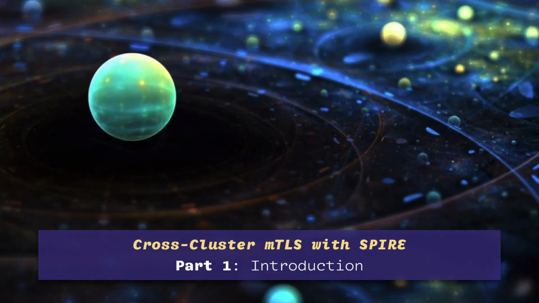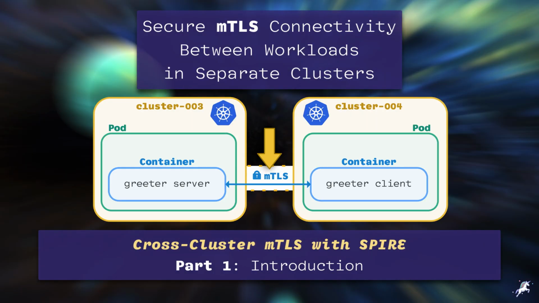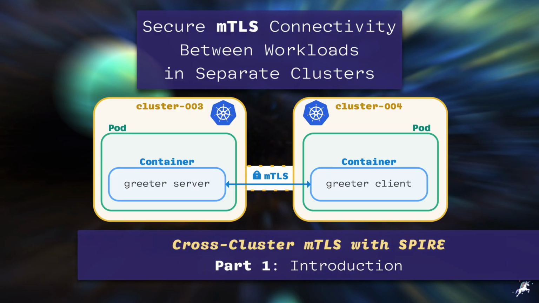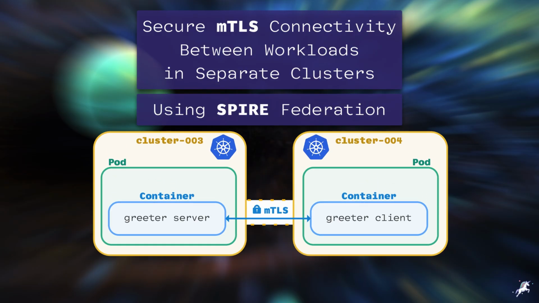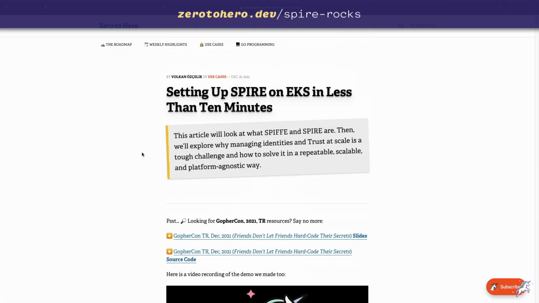In this series of videos, we are going to establish secure mTLS connectivity between two containerized applications in separate Kubernetes clusters using SPIRE Federation. If you are new to SPIRE, you might want to check this introductory article and its accompanying video first.